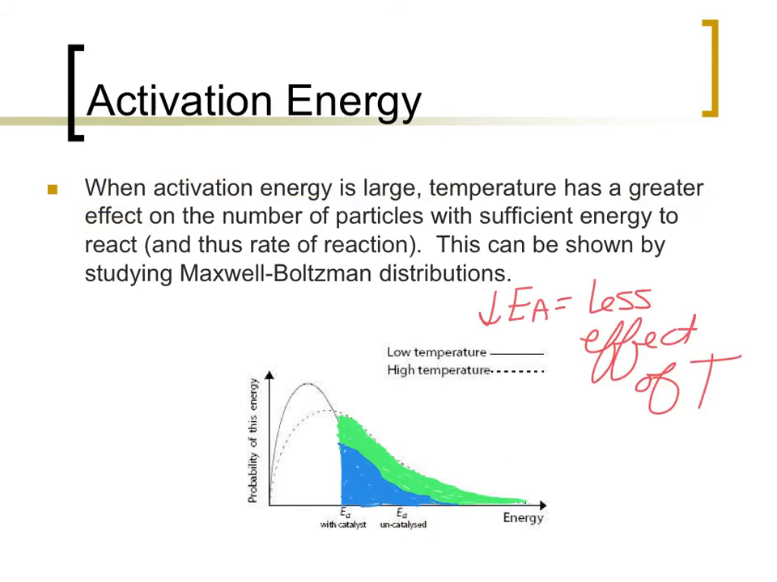Now let's contrast that to something with a lower activation energy. So if I have less activation energy, and I can try to compare my high temperature, again under the green, and my low temperature, which was under the blue, yes, there's a difference, but that difference is not as great. So the fact that there is a lower difference indicates less of an effect of the temperature. So it's when the activation energy is large, the higher activation energy, where you have a much greater difference in area. So a greater effect on the number of particles with sufficient energy.